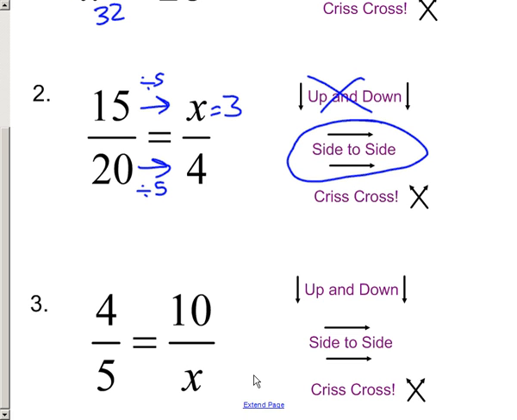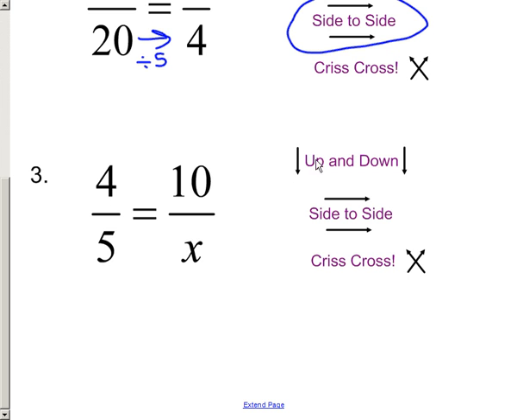All right, this last problem, let's try our up and down. Always want to do your arrows towards the x. Is there a nice, easy way to get from 4 to 5 without a decimal? No. So we'll cross that out. That's not going to be the best strategy. How about side to side? Go towards your x. And 4 to 10, that's going to need a decimal, so that doesn't work very well either.